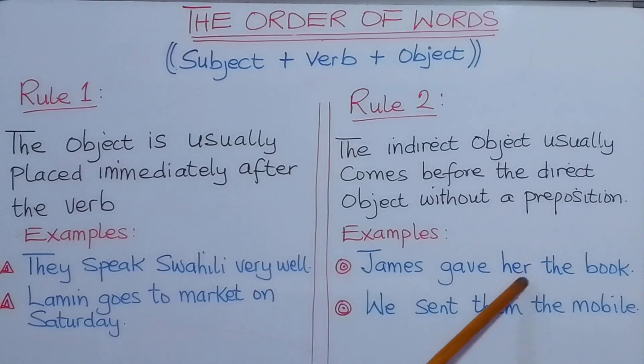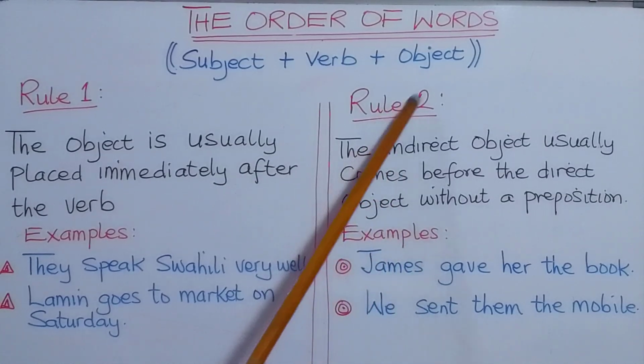The indirect object usually comes before the direct object without a preposition. So you don't see a preposition here. There is no in there. There is no on there. Unlike there, the prepositions are here. Now, we say rule two.